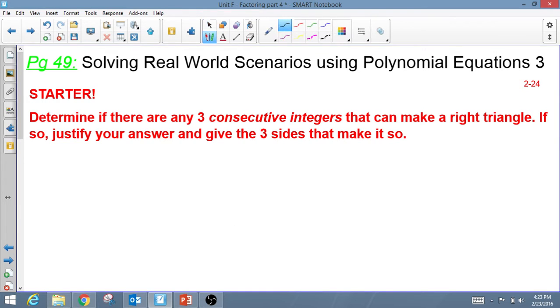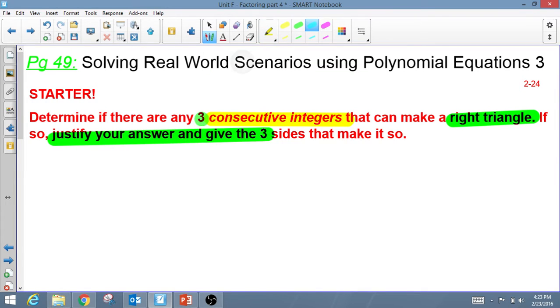So let's look. What do you see that's important? Consecutive integers, we talked about that a long time ago. We know that we need 3. We know that we are going to make a right triangle. We need to justify, that just means that we need to show our work and give the 3 sides.